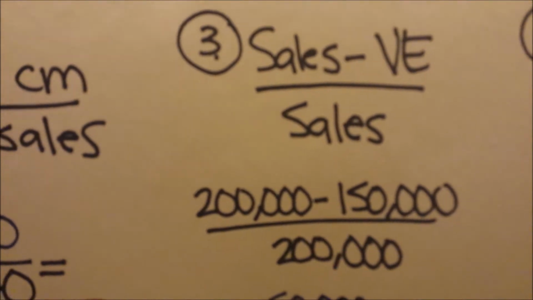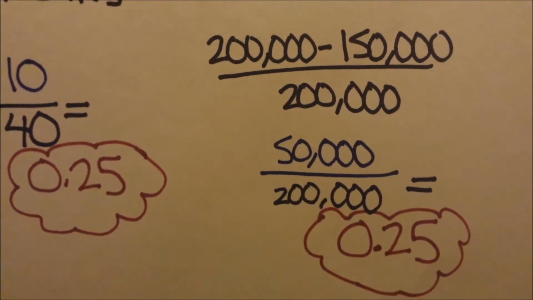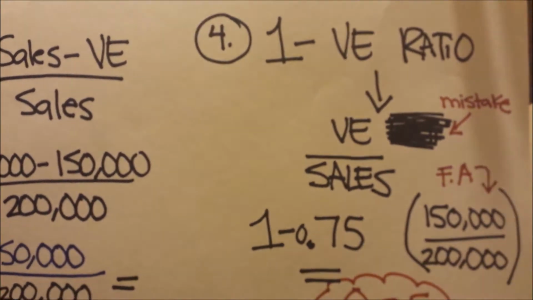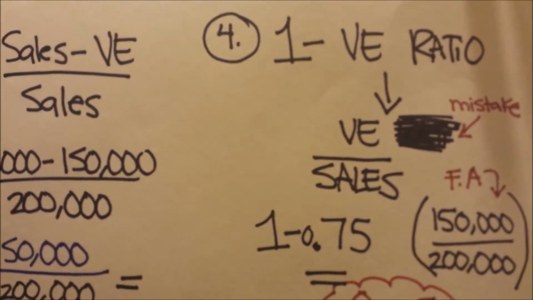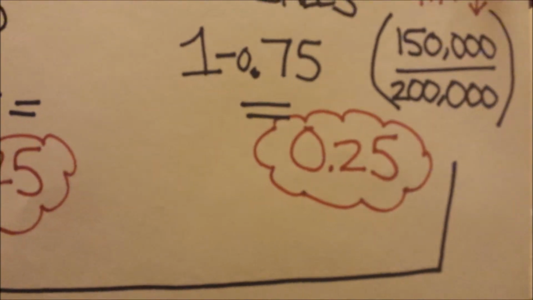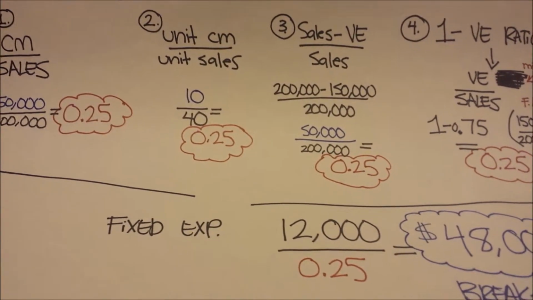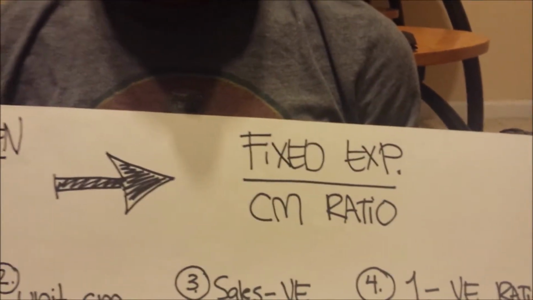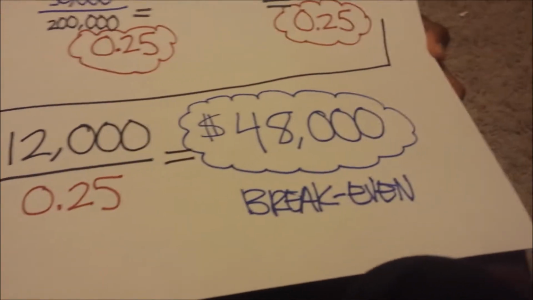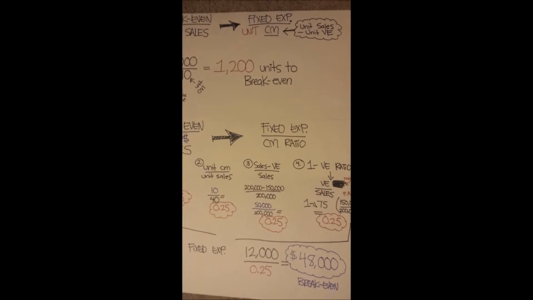The third way is sales minus variable expenses divided by sales, in which we know sales minus variable expenses equals $50,000 divided by 200,000 equals 0.25. The fourth way to find the contribution margin ratio is 1 minus the variable expense ratio, which is variable expenses divided by sales, in which equals 0.75. 1 minus 0.75 equals 0.25. Now that we know the contribution margin ratio equals 0.25, we can plug it back into the equation of the break-even in dollar sales. We remember that fixed expenses equals 12,000 divided by 0.25 makes it $48,000 to break even. Now you know how to break even in dollar sales and in unit sales.